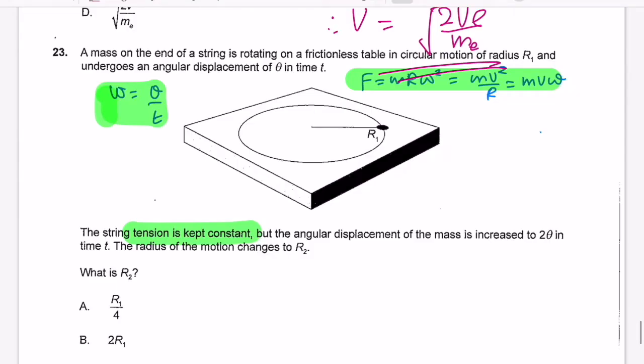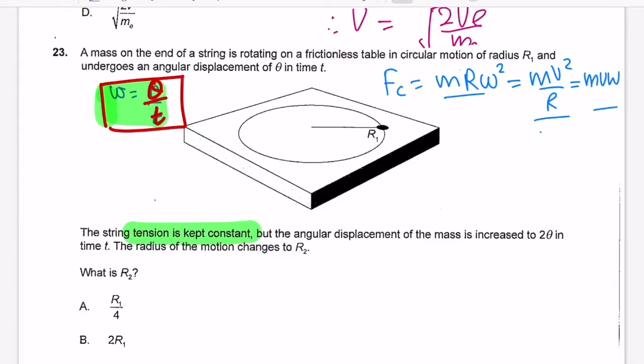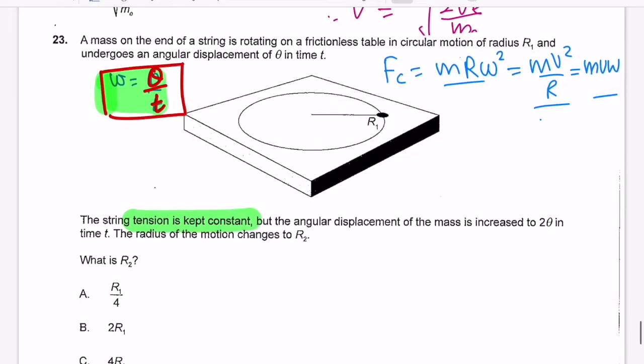To do question number 23, we need to remember one thing. Angular velocity is angle divided by time. Similarly, if you are moving in a circular path, the centripetal force is given by m r omega squared, m v squared over r, or m v omega. All three equations are the same, just in three different forms. Okay, so let's go back to the first equation.